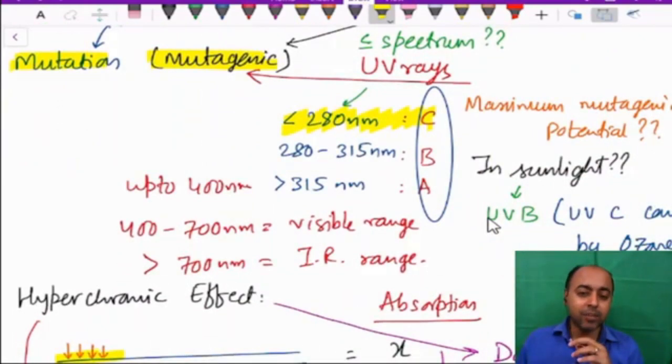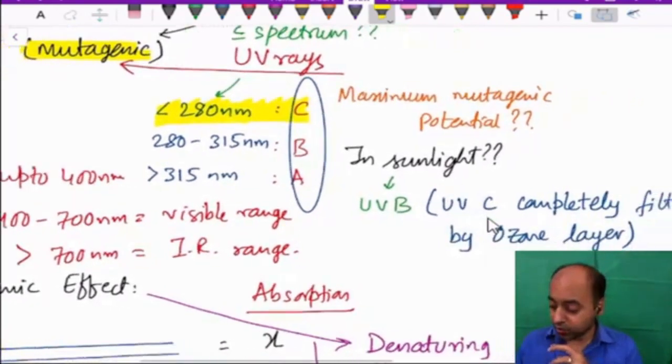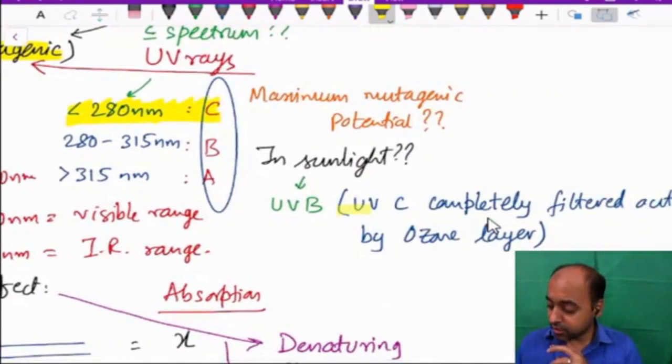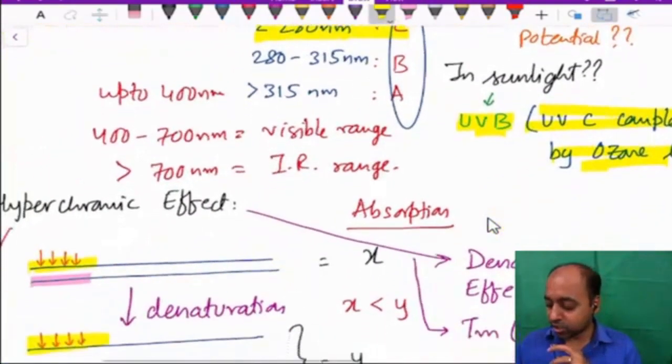Now the UV light can be divided into three spectrums: the A, B, and C type, and the 260 nanometer lies in the C spectrum. However, in the sunlight, the UVC is completely filtered out by the ozone. So in the sunlight, the UVB has the maximum mutagenic potential.